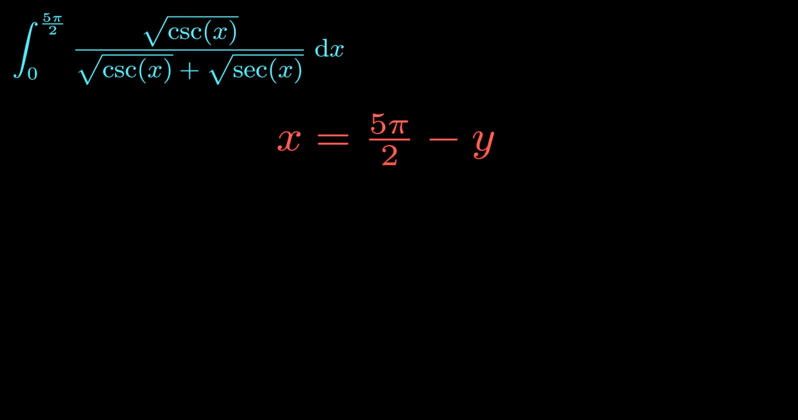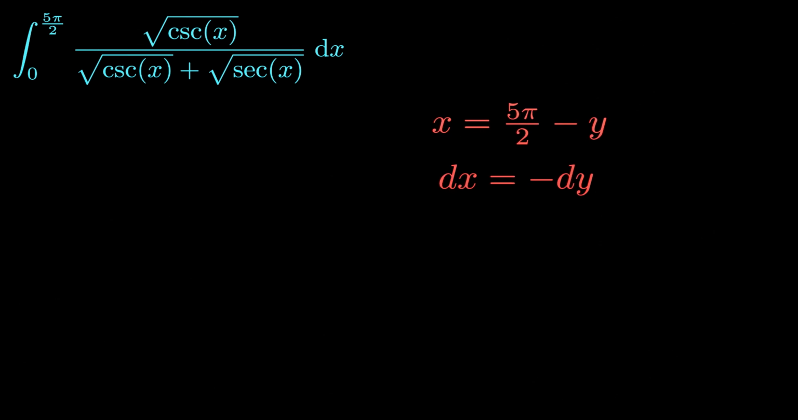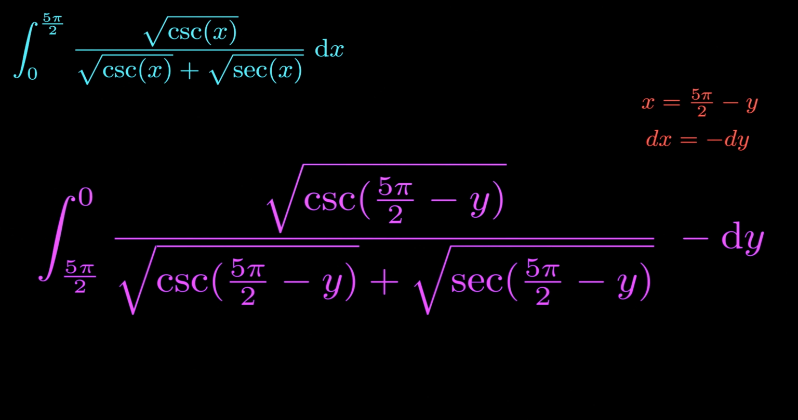So we begin by setting x to be equal to 5 pi divided by 2 minus y. In differentiating both sides we have dx is equal to minus dy. Now, rewriting our integral in terms of the substitution we've made, we have the integral from 5 pi divided by 2 to 0 of the square root of cosecant of 5 pi divided by 2 minus y divided by the square root of cosecant of 5 pi divided by 2 minus y plus the square root of secant of 5 pi divided by 2 minus y times minus dy.